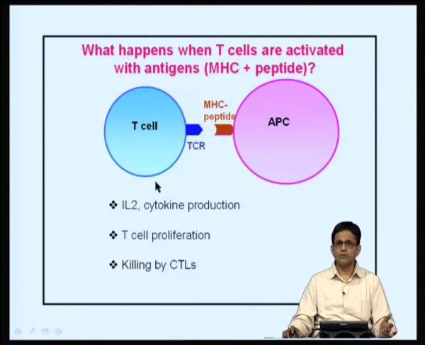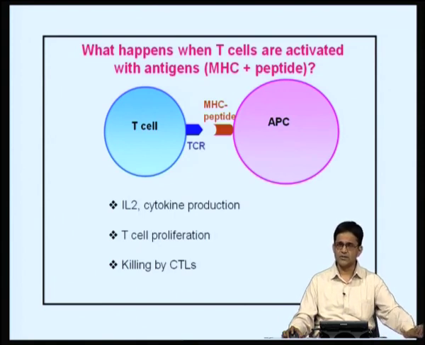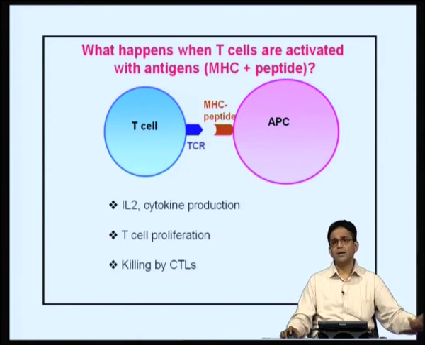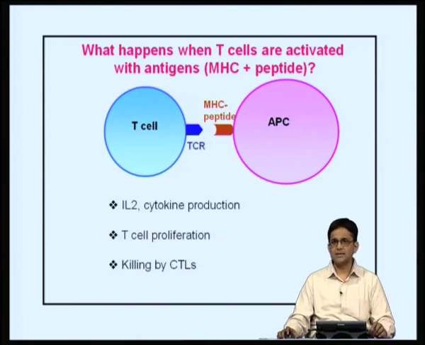So the T cells proliferate, and in case of CD8s, what will happen is this cognate interaction will result in differentiation from a CD8 to a CTL. So a CD8 positive T lymphocyte becomes a cytotoxic T lymphocyte by a process of differentiation, and it is the CTL which can now kill target cells containing MHC peptide complexes.